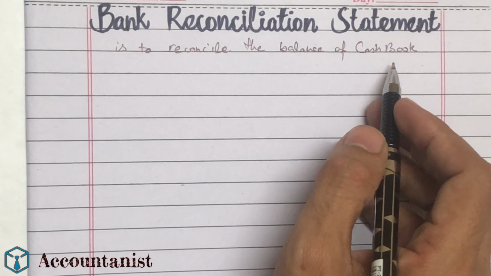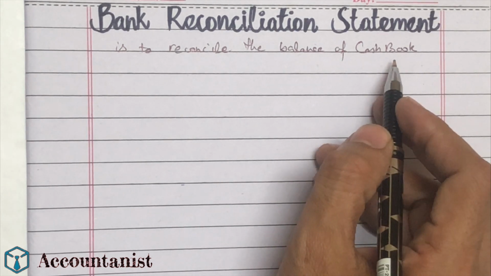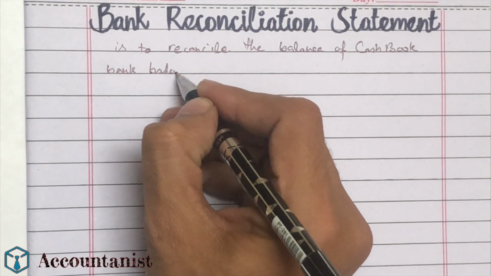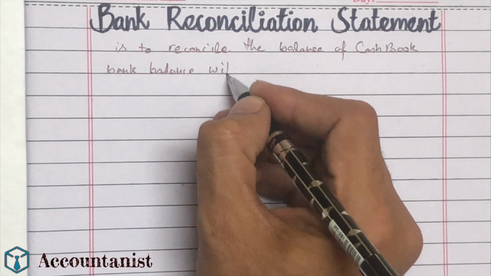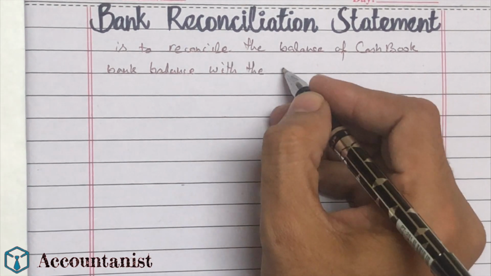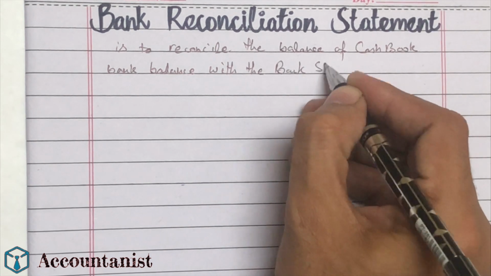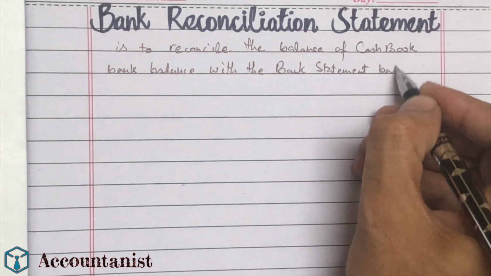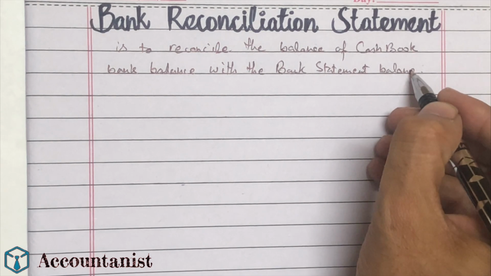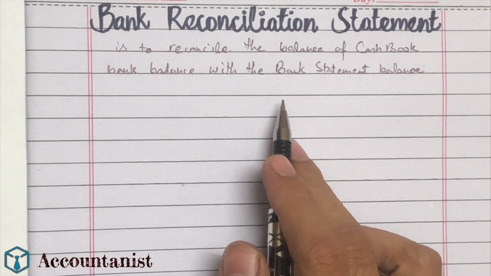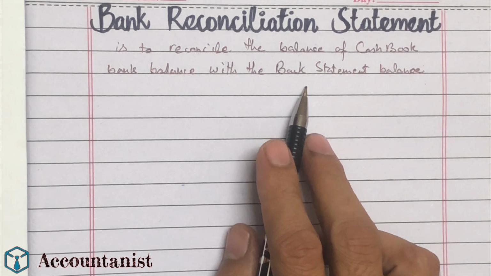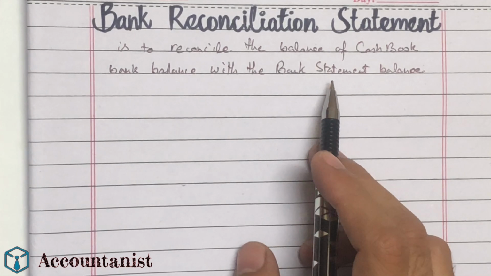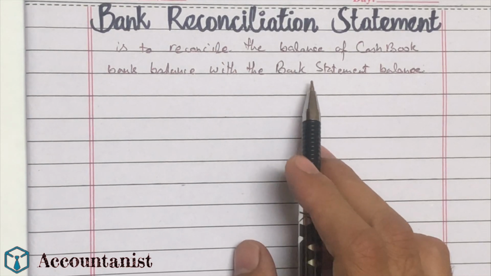In the cash book we make a bank column, so the cash book bank balance is reconciled with the bank statement balance. The bank statement is the document that we receive after a certain period that contains the business bank account transactions, prepared by the bank.